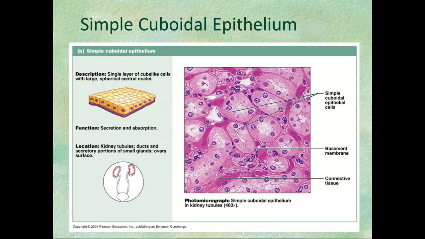Simple cuboidal epithelium, as the name implies, is a single layer of cube-shaped cells. So this layer is going to be a little thicker than simple squamous epithelium, but still relatively thin.